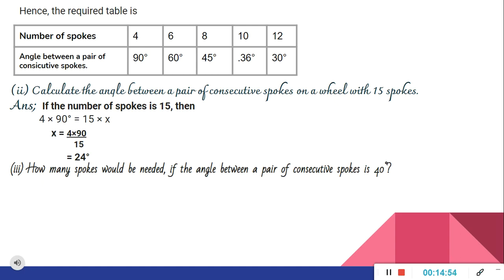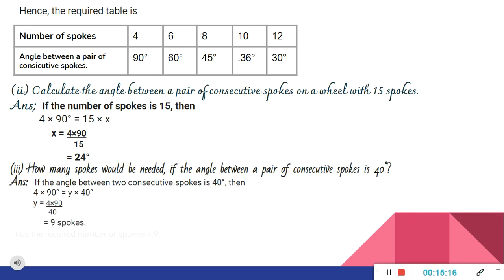Now the third question is: if the angle between two consecutive spokes is 40 degrees, then how many spokes are there? The number of spokes we have to find, that we can put as y. So 4 into 90 degrees is equal to y into 40 degrees. So y is equal to 4 into 90 upon 40. So 4 will cut, 0 will cut. So what is remaining there? 9. So how many spokes are there? The required number of spokes is 9. Clear?